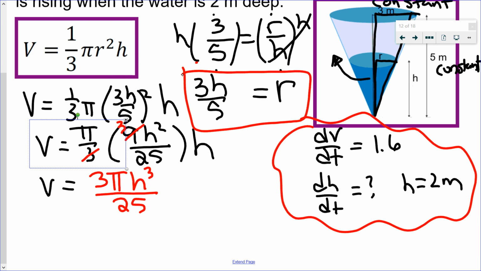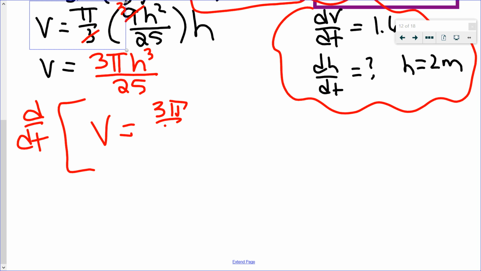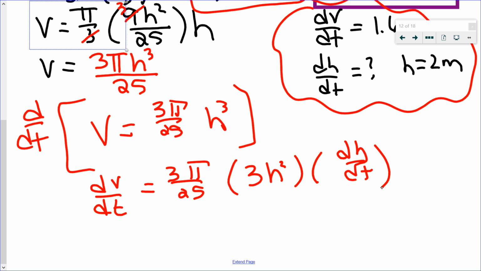So now I can take the derivative of both sides with respect to time. So the derivative with respect to time of volume equals, and I'm going to write this as 3 pi over 25, my constant first, h cubed. So the derivative of volume with respect to time, dV by dt, equals the constant up front, and then the derivative of h cubed is 3h squared multiplied by the derivative of height with respect to time.